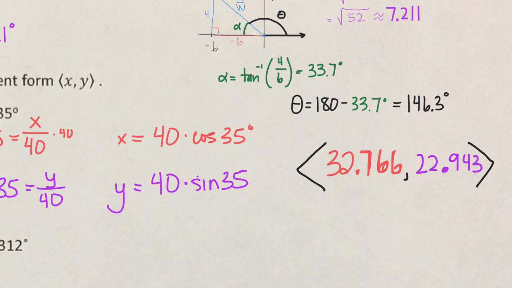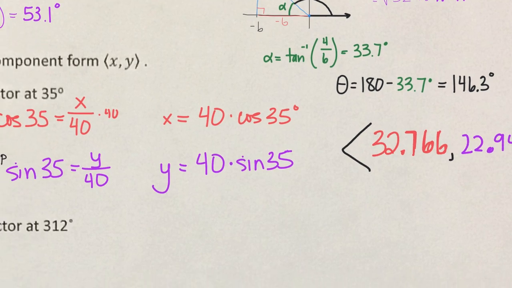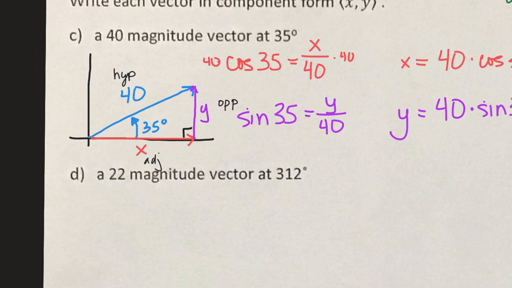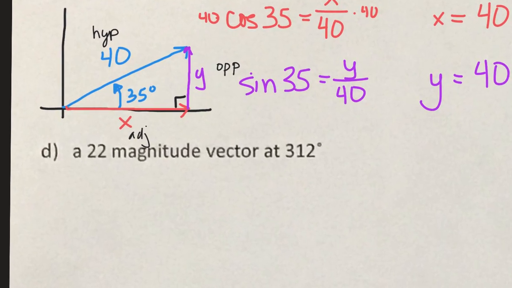32.766 and 22.943. Okay, so that's an important skill to have, to be able to change a magnitude and direction vector into a component vector. Because there's things we do with components that we can't do with magnitude and direction.